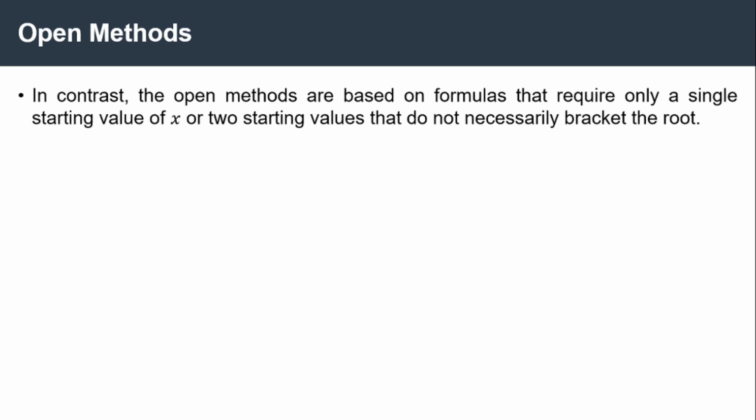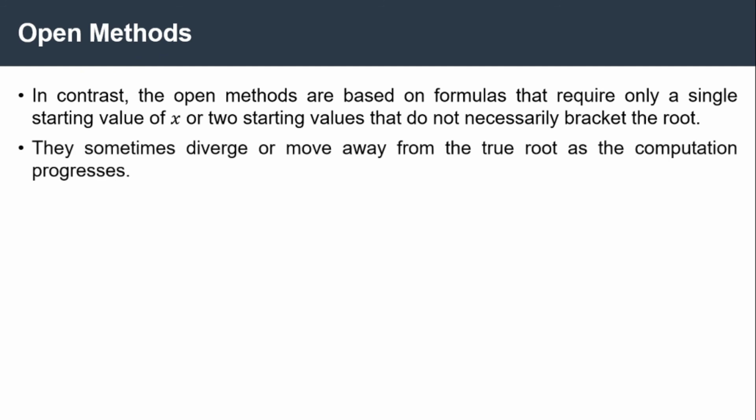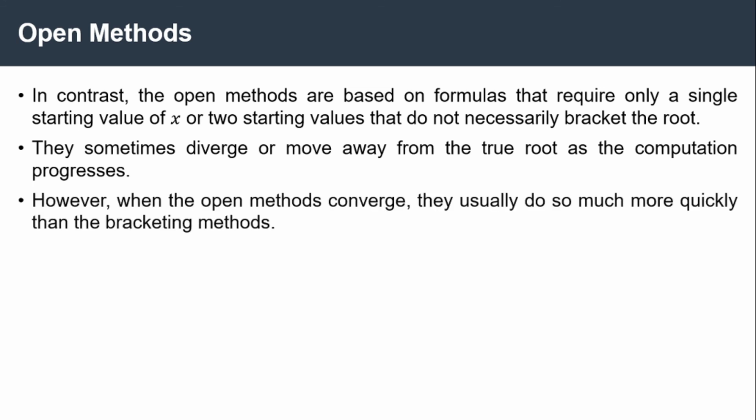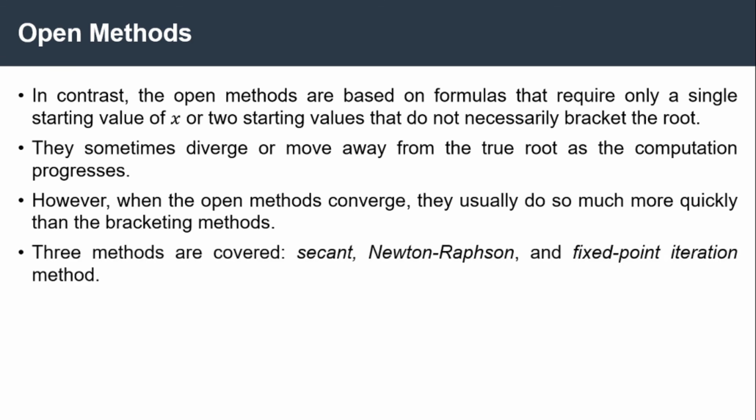Next are the open methods. In contrast, the open methods are based on formulas that require only a single starting value of x, or two starting values that do not necessarily bracket the root. They sometimes diverge or move away from the true root as the computation progresses. However, when the open methods converge, they usually do so much more quickly than the bracketing methods. We will cover three methods. We have the secant method, the Newton-Raphson method, and the fixed point iteration method.